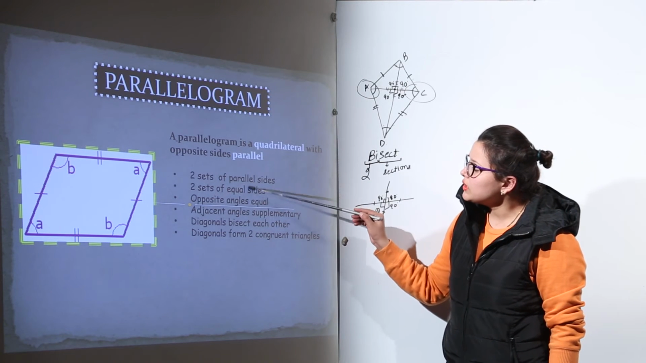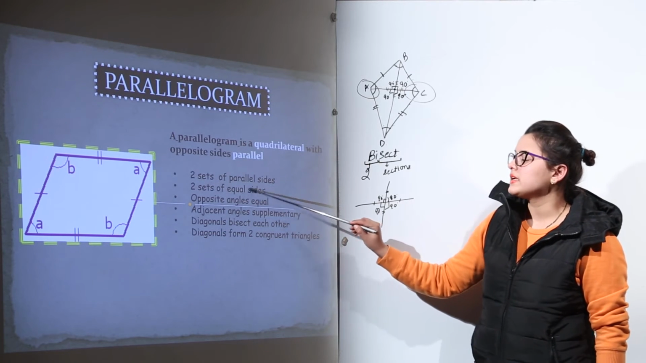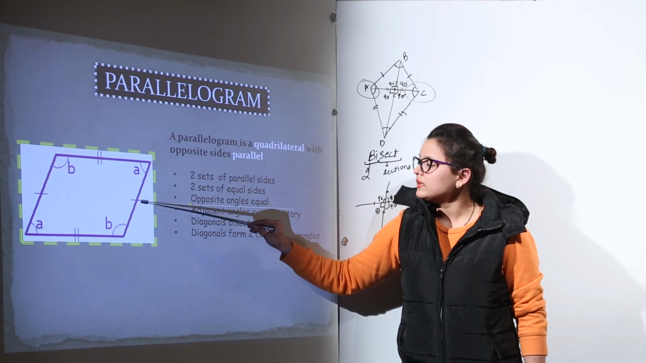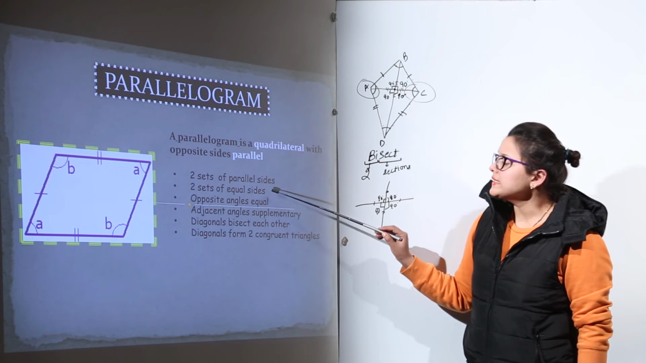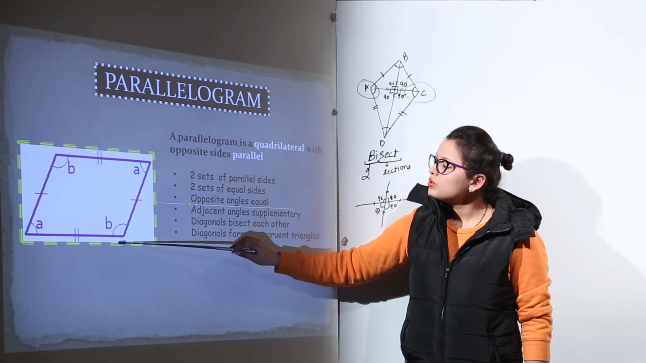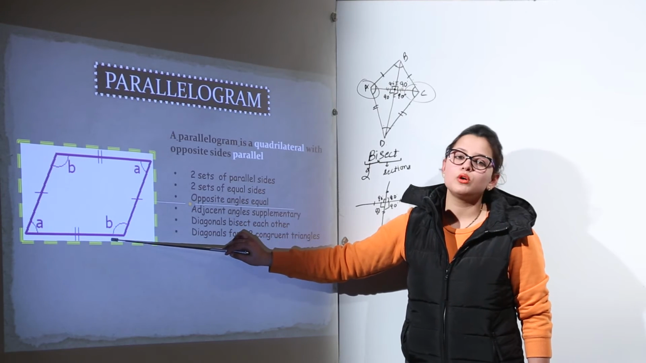Now if you start doing the properties, the first property says two sets of parallel sides. One set is this and this, the other one will be that and this one. The next is two sets of equal sides. Similarly, those sides that were parallel to each other will be also equal to each other.